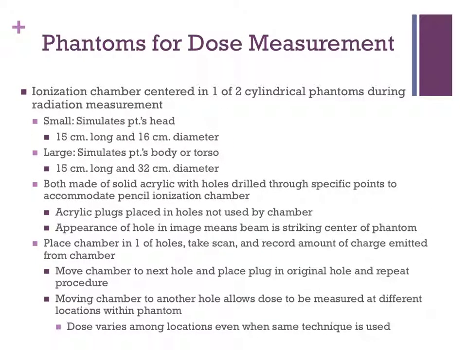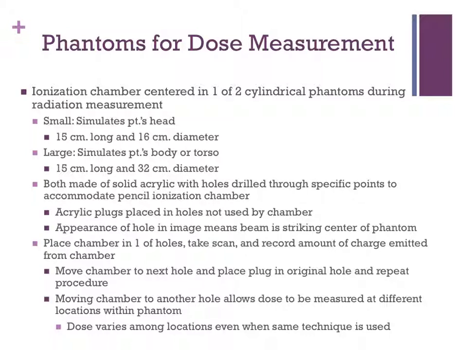The ionization chamber is centered in one of two cylindrical phantoms during radiation measurement. The smaller phantom simulates a patient's head, and the larger one simulates the patient's body or torso. Both are 15 centimeters long, and the diameter of the head is 16 centimeters, while the diameter of the body is 32 centimeters. Both are solid acrylic with holes drilled through the phantom at specific locations to accommodate the pencil ionization chamber. Acrylic plugs are placed in the holes unoccupied by the chamber, and the appearance of the hole in the image verifies that the X-ray beam is striking the center of the phantom.